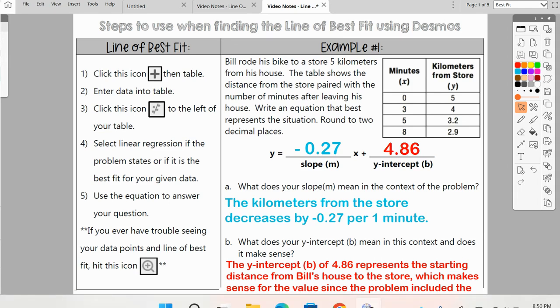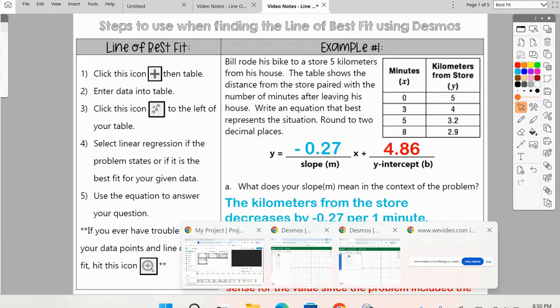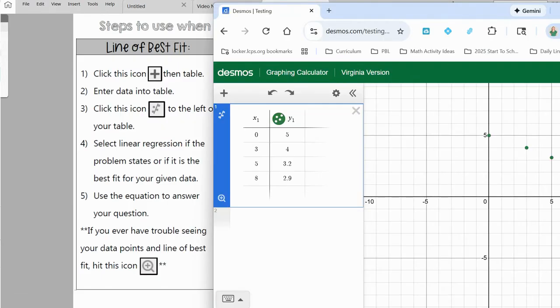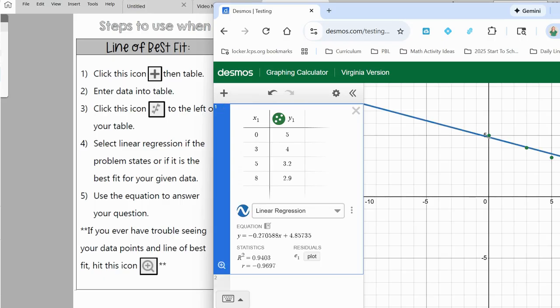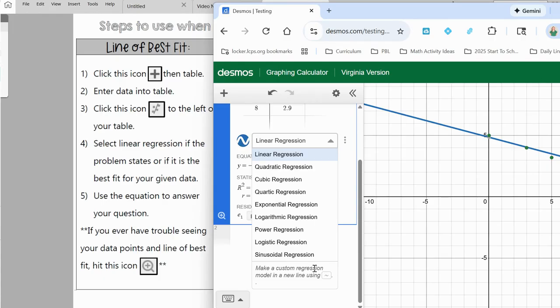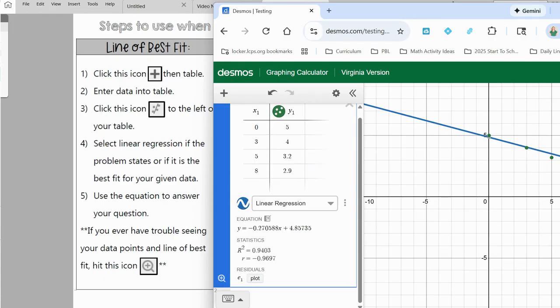So we're going to go ahead to Desmos here and type in the table. If you would like to, please pause the video so you can follow along. Once you have the table, we again go ahead and hit the Add Regression button. You'll see the drop-down menu has a bunch of options, but we want to select linear regression. As a reminder too, the plus icon here is how we got that table.